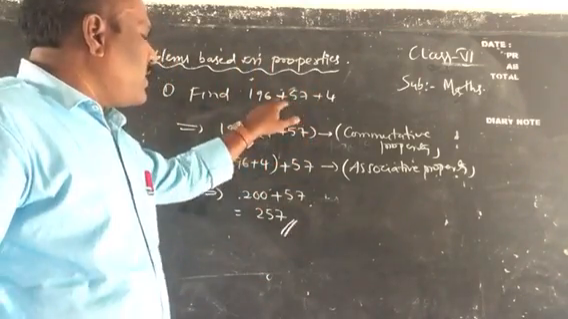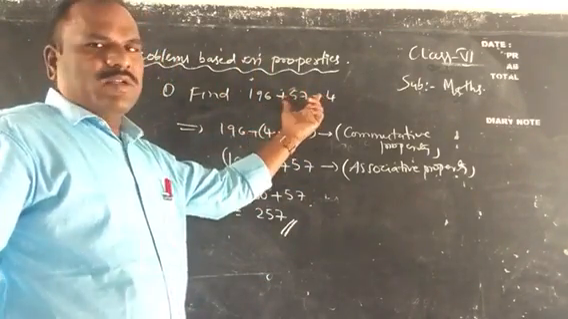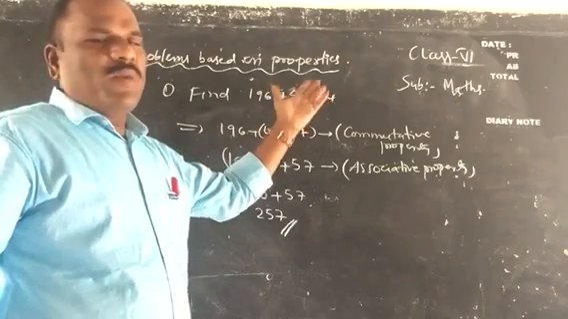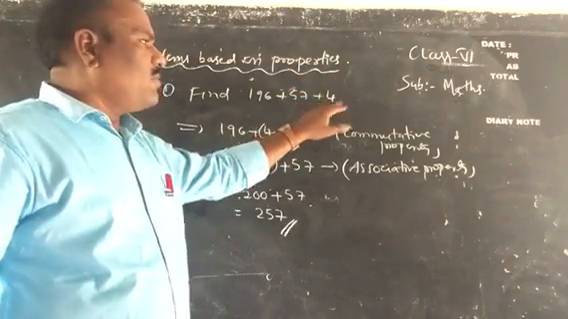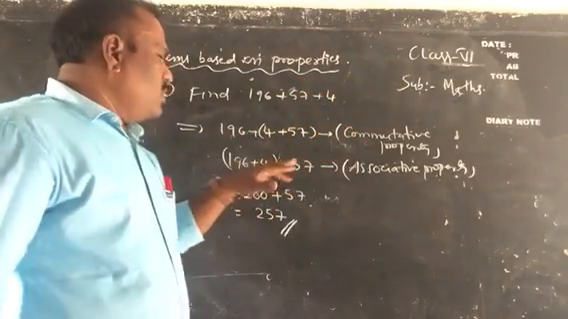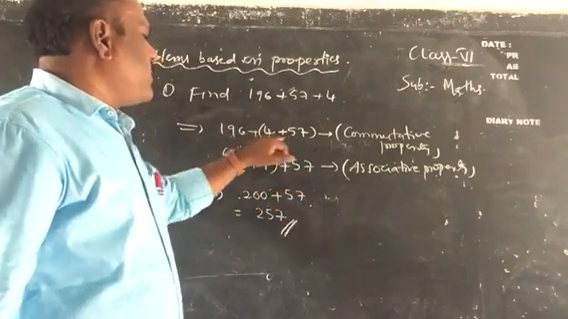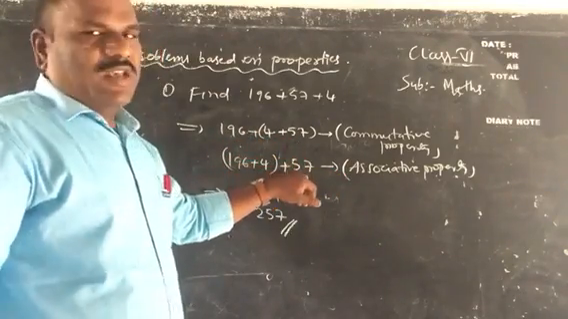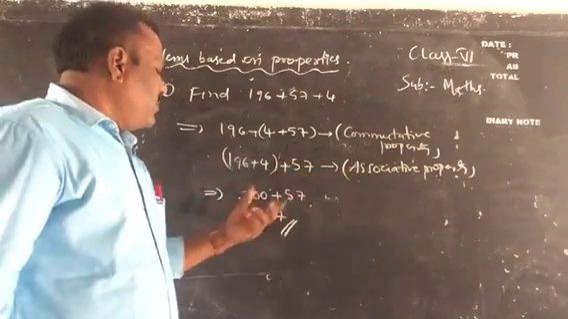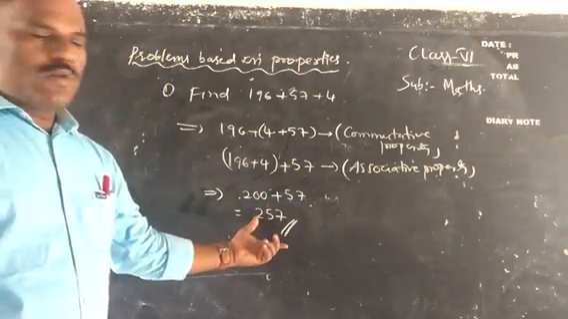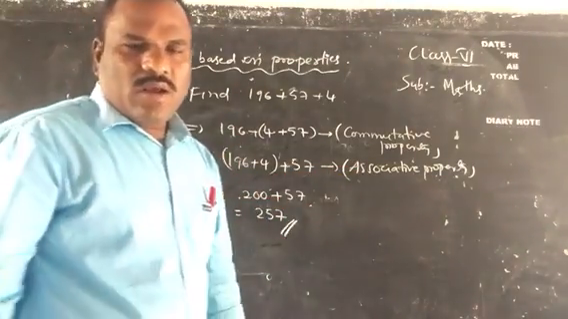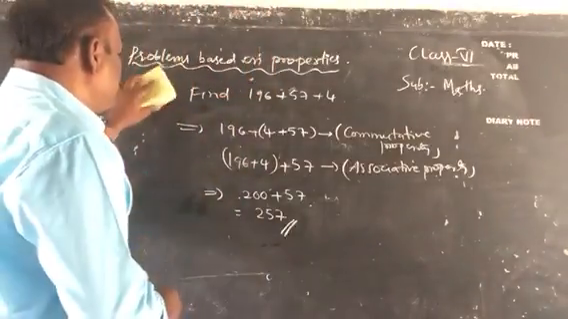Which property here? We are just interchanging the numbers as per A plus B equal to B plus A. So 57 plus 4 is nothing but 4 plus 57, both are the same. Here we also applied the associative property. What is it? A plus (B plus C) equals (A plus B) plus C. In the associative property the result remains the same, 257. Okay. One more example you can take up, children.